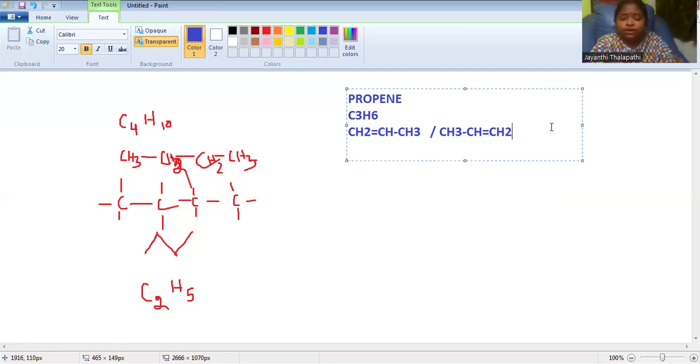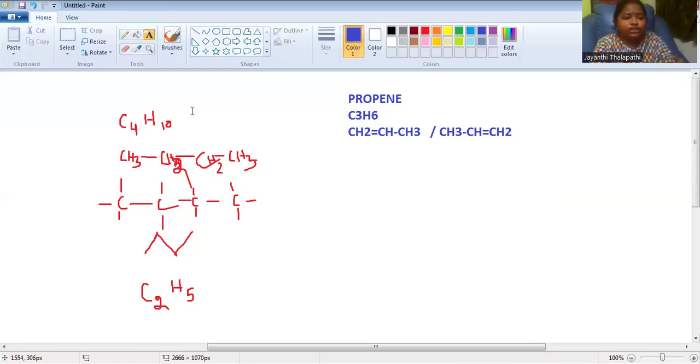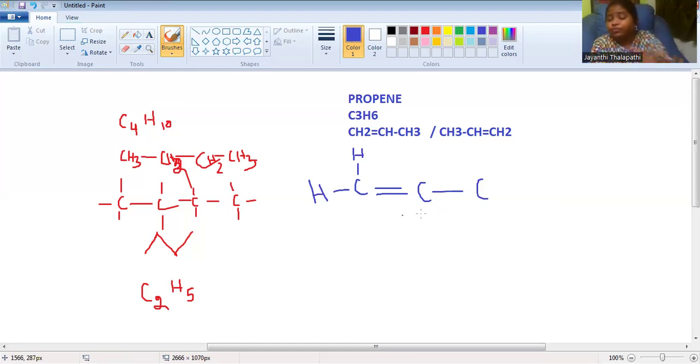So how will you draw the displayed formula for this? Same way, 3 carbon atoms and there's a double bond over here. Why are we putting a double bond? Because you are removing hydrogen. You can easily compare with the propane structure. You are removing one hydrogen from both the carbon atoms, right? So that is why it is a double bond over here. With this carbon atom, we are not removing any hydrogen, so it is just CH3, right?